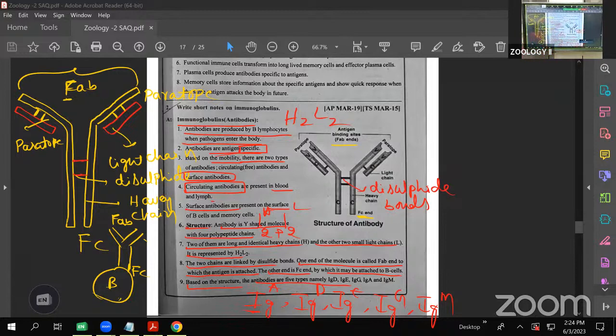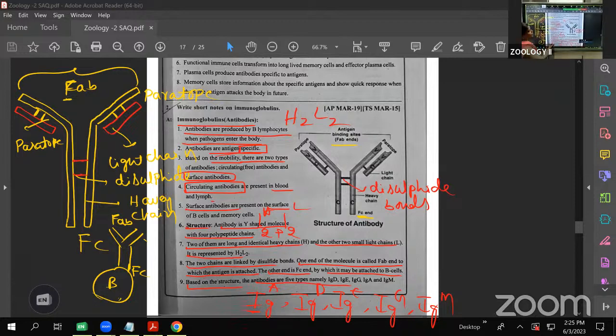Immunoglobulins are also called antibodies. They are present mainly circulating inside the blood and lymph, and sometimes attached to the surface of the B cells. This is mainly helpful to prevent the entry of antigens. If the antigens enter, they are engulfed and destroyed. This is about the immunoglobulins.